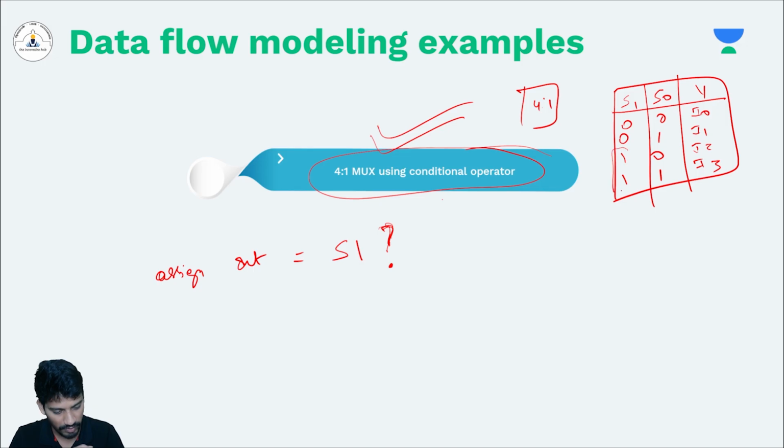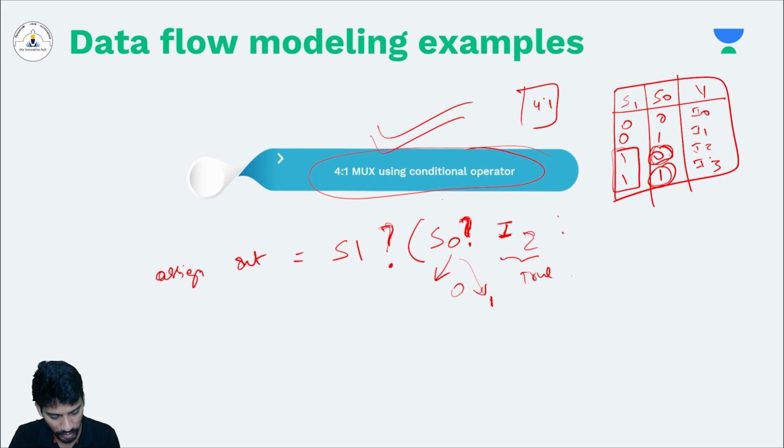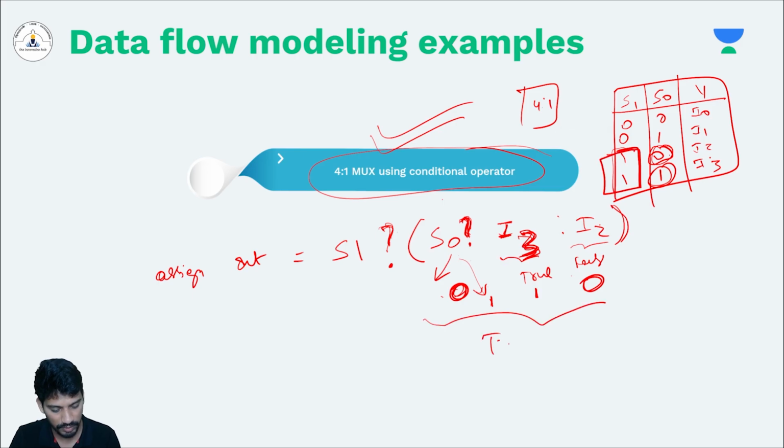What I am checking is, if my S1 is 1, then I need to check whether S0 is 0 or not. If my S0 is 0, then my output will be I2. The question mark is there because I am checking a condition. If my S0 is 1, this is the true statement, so the output will be I3. True means 1, false means 0. So if S0 is 0, I2 will execute, and if S0 is 1, I3 will execute. Again, this is when S1 is equal to 1, the true condition of S1.